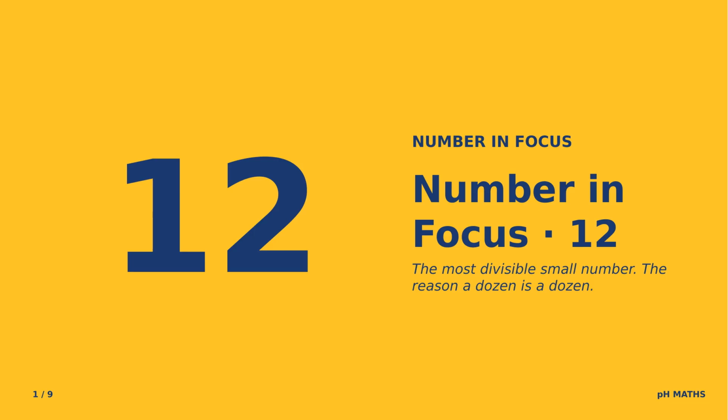Number in focus: 12. 12 is the most divisible small number. The reason a dozen is a dozen, the reason a clock has 12 hours, and a frequent answer to highest common factor questions on the GCSE Higher paper. By the end of this video, you'll know why 12 is called highly composite, you'll have 144 locked in, and you'll spot the 5, 12, 13 triangle on sight.